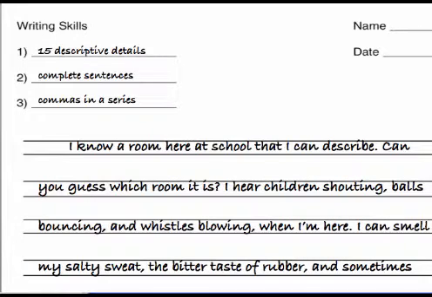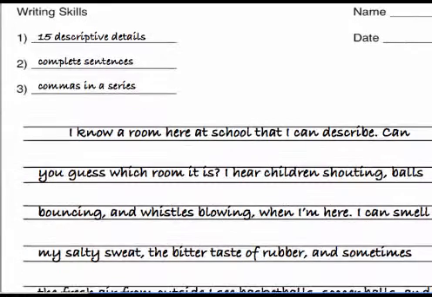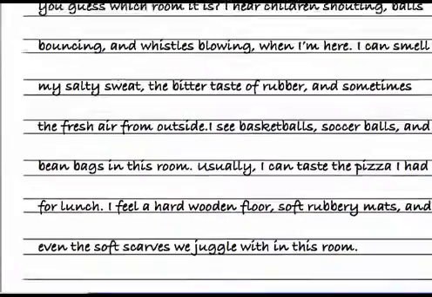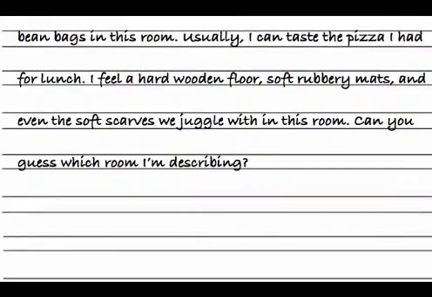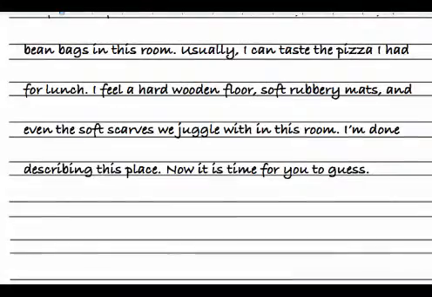The last sentence in your story has to signal to your reader that you are done and that it is now time for them to guess which place you are describing. Can you guess which room I'm describing? Another way could be, is this a room that you've been in? Or, I'm done describing this place. Now it's time for you to guess. Now write a sentence or sentences that signal to your reader that you're done, and it is time for them to guess which place you are describing.